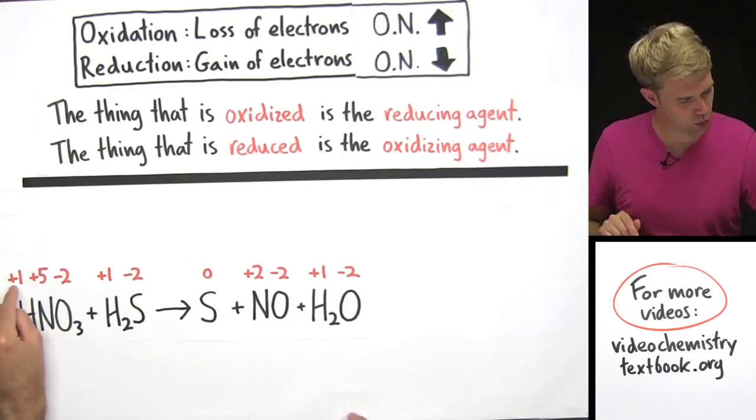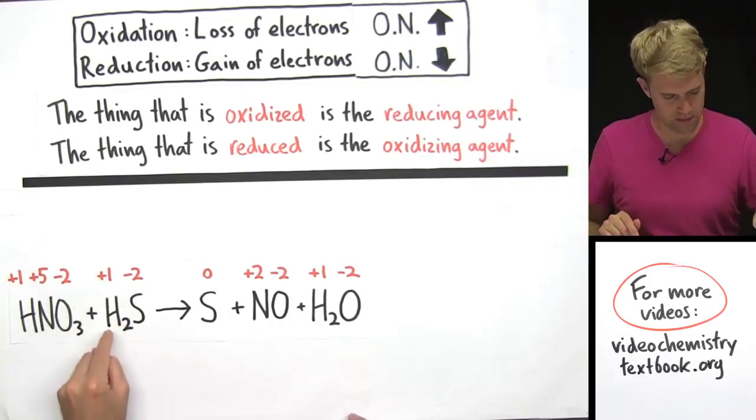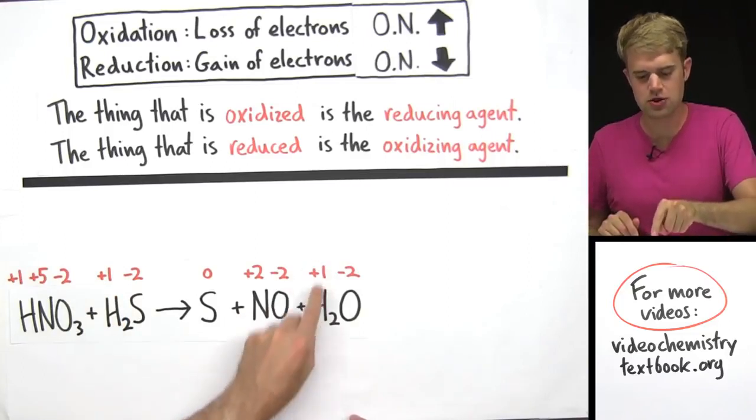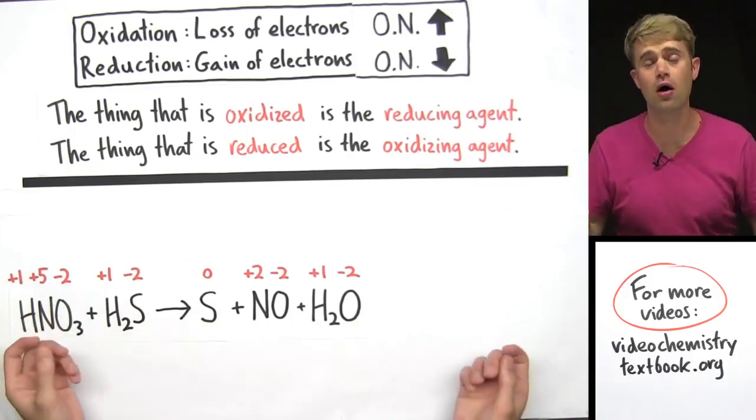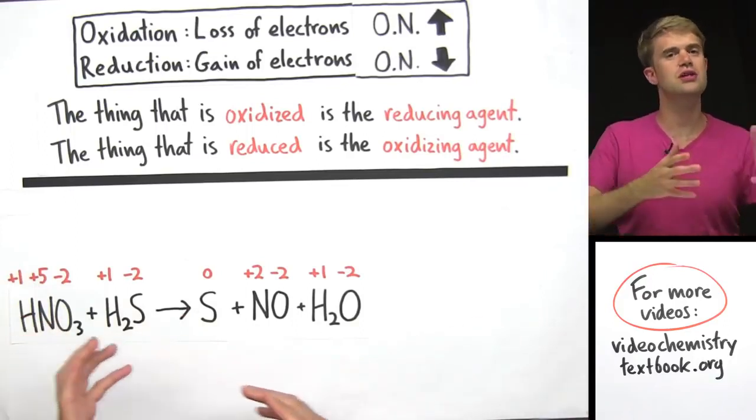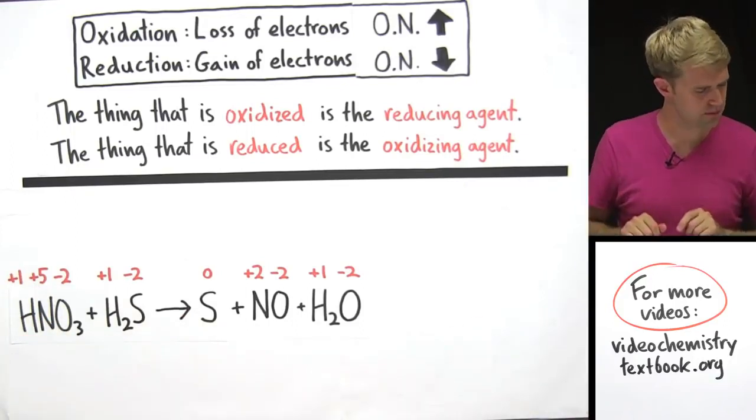Hydrogen here is +1. Then here it's +1. And over on the right side, it's also +1. Okay, so hydrogen's oxidation number doesn't change at all. So hydrogen's not getting oxidized, it's not getting reduced. So we don't have to worry about that.